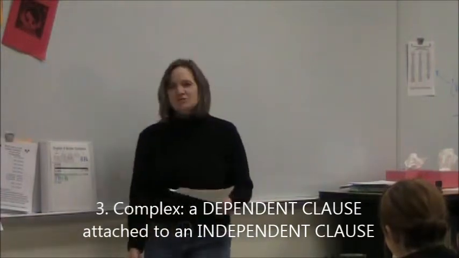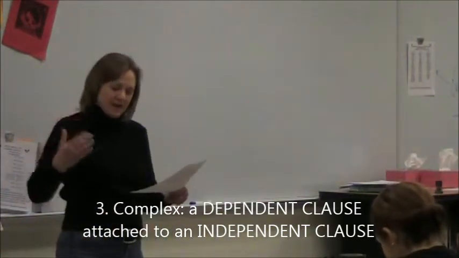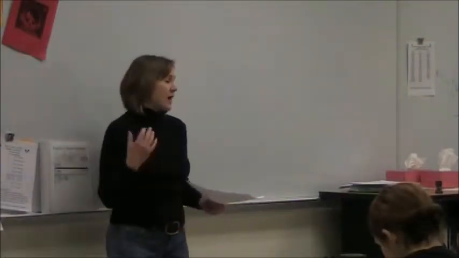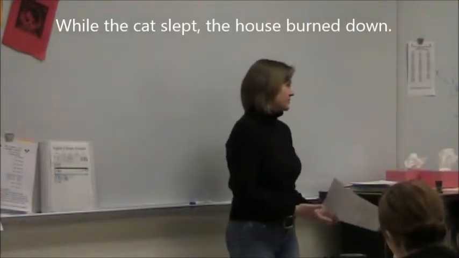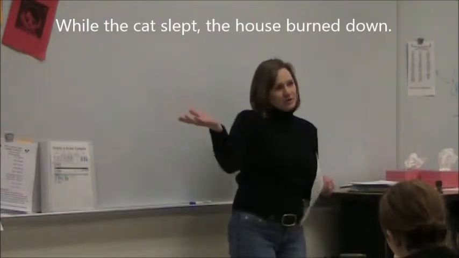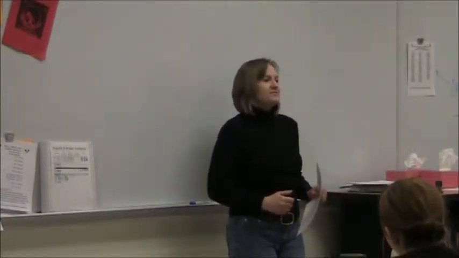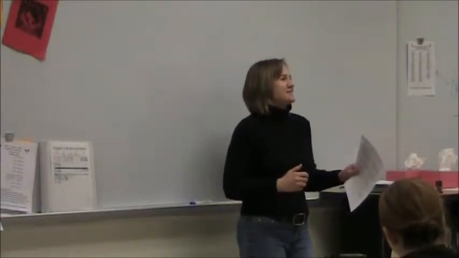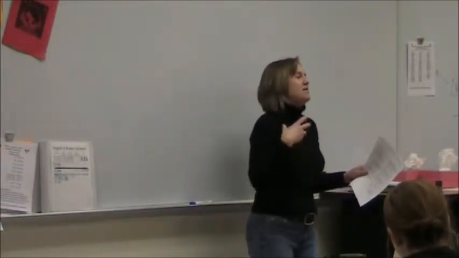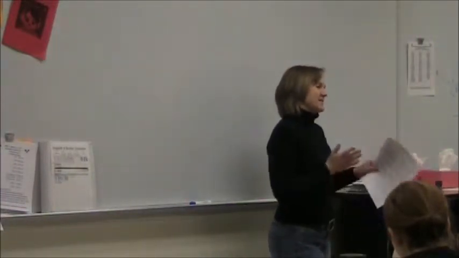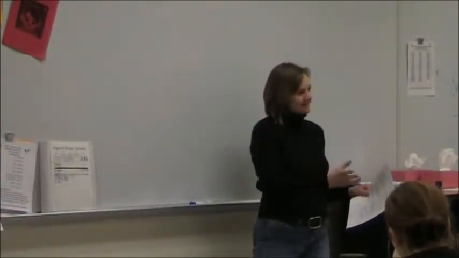A complex sentence is when you have a dependent clause attached to an independent clause. So: while the cat slept, the house burned down. That is, we have the dependent clause, while the cat slept. I don't know yet. That's going to be in the next version. But the dependent clause is while the cat slept. The independent clause is the house burned down. And so that's a complex sentence.